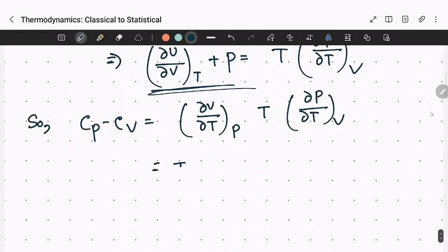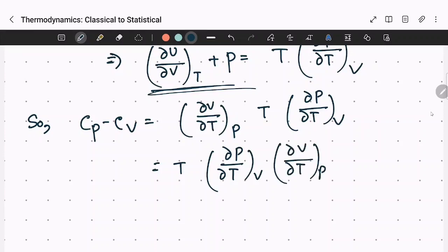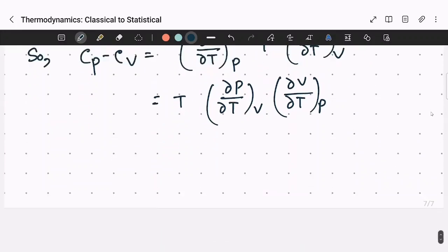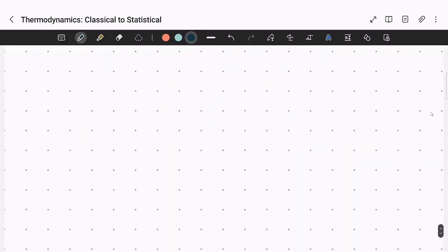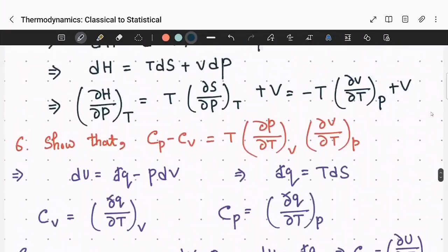So this was asked to prove. This is also a very important question, because this kind of question is usually asked to derive various kinds of relations. So we have to derive that kind of relation using our known formulas. Okay, so now question number 7.